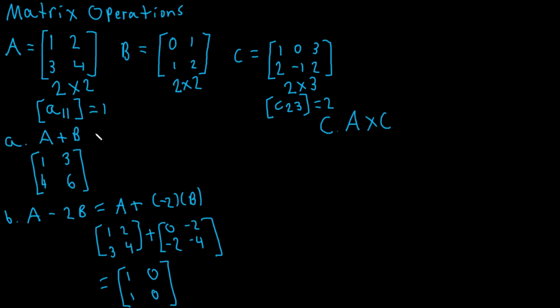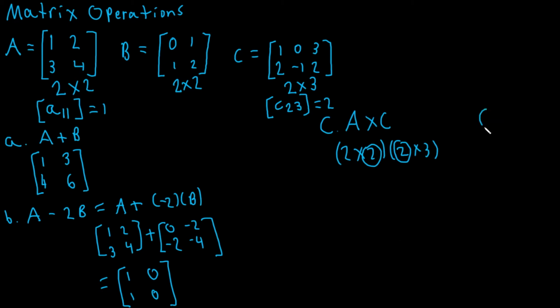To see if it's possible, just check that the number of columns in the first matrix in the multiplication is equal to the number of rows in the second matrix. So here I'm taking a 2 by 2 matrix and I am multiplying it by a 2 by 3 matrix. Since we're multiplying a 2 by 2 by a 2 by 3, we can actually do this because the number of columns in the 2 by 2, the first matrix, is equal to the number of rows in the 2 by 3 matrix.